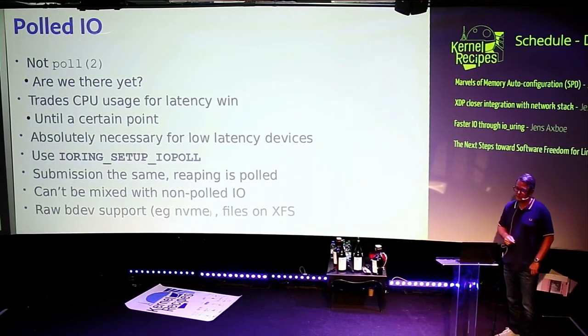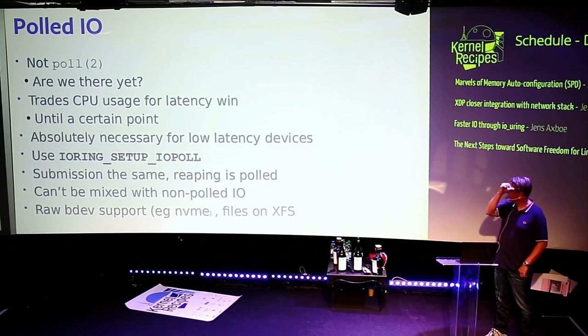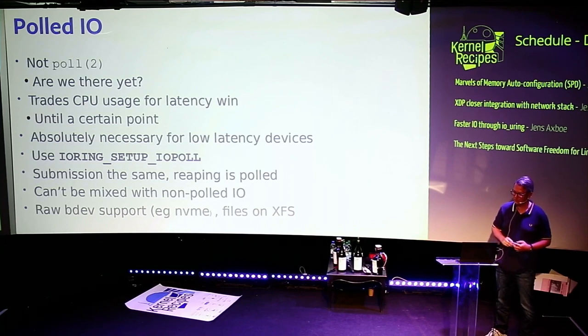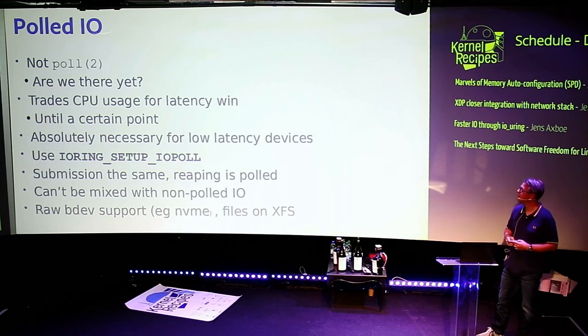So one of the new features we added for io_uring is polled IO. We actually already have this through the preadv2 system call. There is a flag called RWF_HIPRI, and what that does is it allows you to poll for IO. Again, there's some overloading of names here. It's not the poll system call. It's basically the Linux equivalent of "are we there yet" in terms of IO.